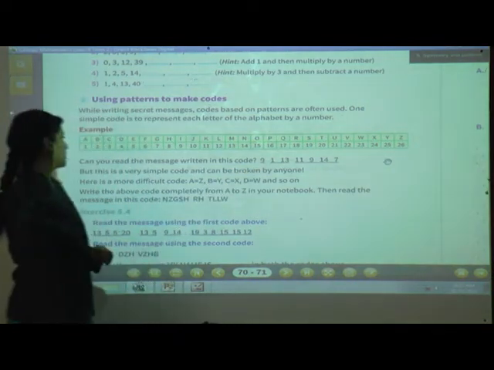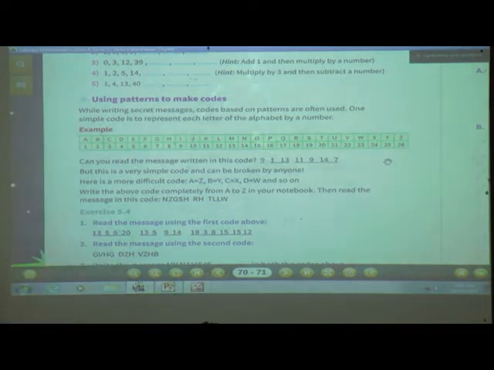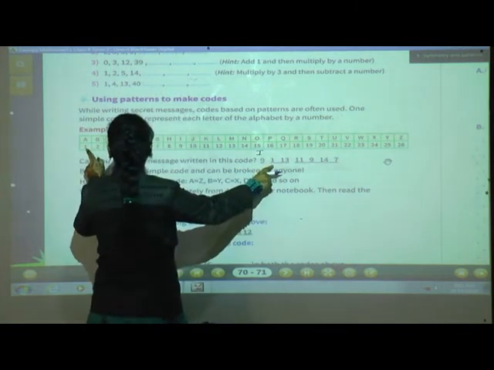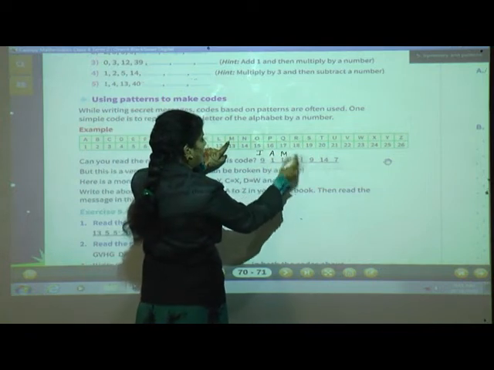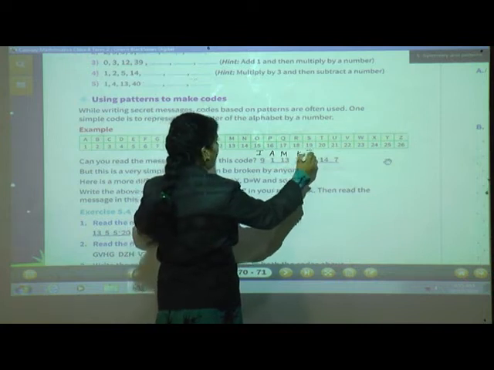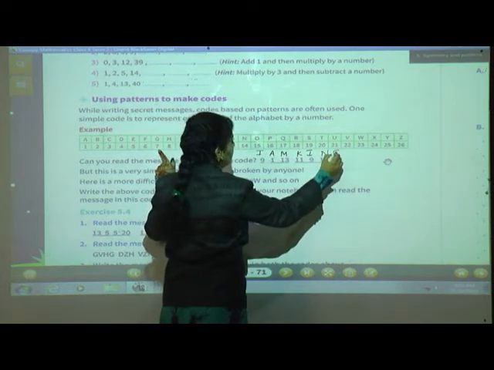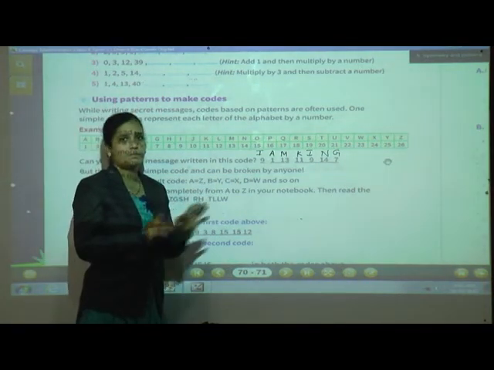9. What is meant by 9, students? Here I. Okay, I. And here for 1 A, 13, see here M, 11 K, 9 I, 14 N and 7 G. So this message written in code is I am king. But this is a very simple code, can be broken by anyone.